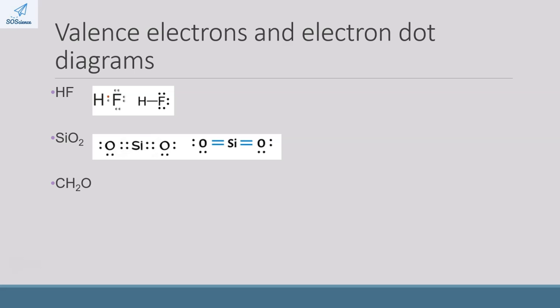And finally, CH2O. Remember that hydrogen always goes on the ends. So which is going to be the central atom? The one with the lower electronegativity, which is carbon. So carbon will be in the middle, and the two hydrogen atoms and the oxygen atom will surround the carbon atom.